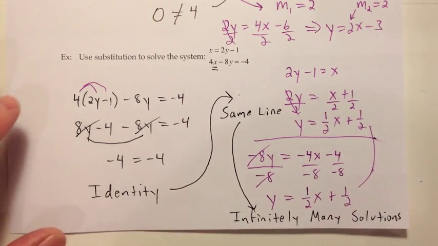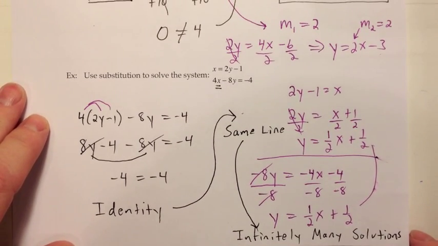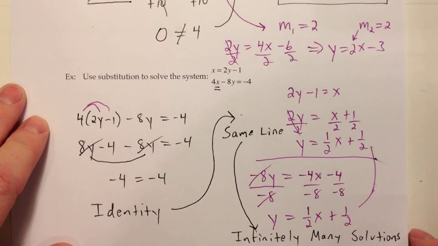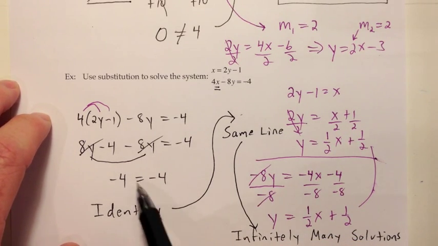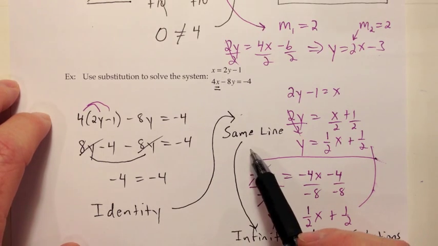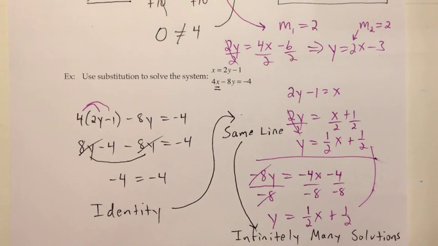So when you're trying to solve a system and your variables drop out, and what's left is equal, that means you have an identity. That always means you had the same line, which means your answer is that there are infinitely many solutions. All right, that wraps up section 6.2.